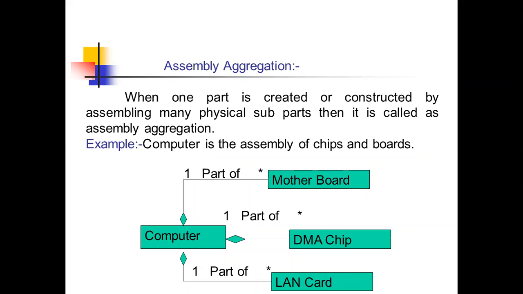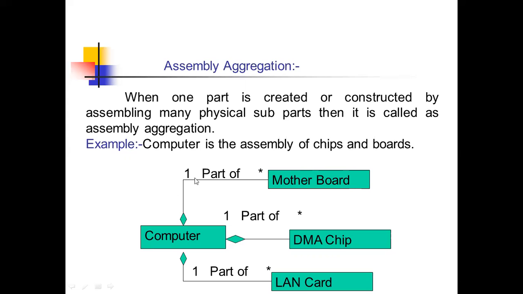For example, a computer is the assembly of chips and boards. Here you can see the computer is created by assembling parts like the motherboard, DMA chips, LAN card, etc. There are several parts for a computer. We assemble these parts and create one unit, that is the computer. So what is assembly aggregation here? Here you can see this is the hollow diamond, not the filled diamond.